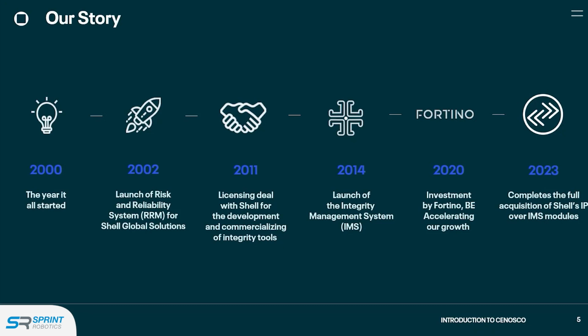In 2020, the founders decided it was time to let the company grow and receive further investment from Fortino. That led into 2023, the acquisition of Cenosco. We acquired the intellectual property of the tool, of IMS. So since the end of last year, IMS is fully owned by Cenosco, and all the drive and the steer of the product now lies with Cenosco, with the help of all the users, not only Shell, but all the users that come on board. A bit of background.